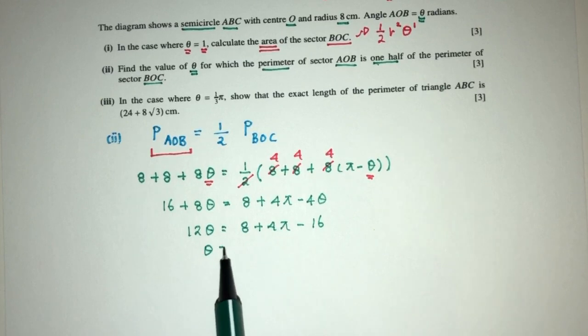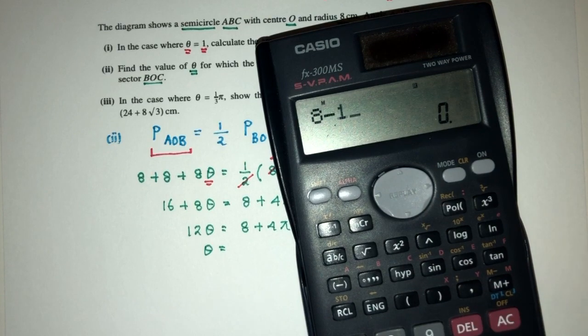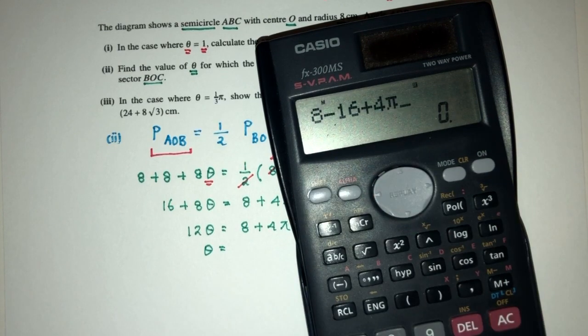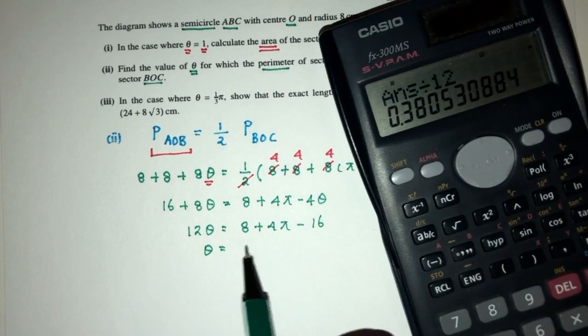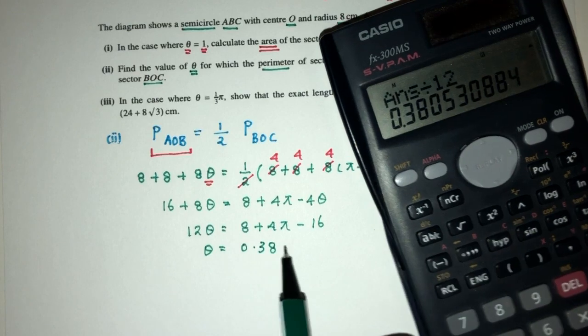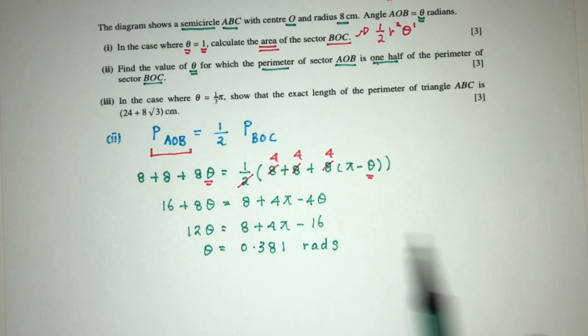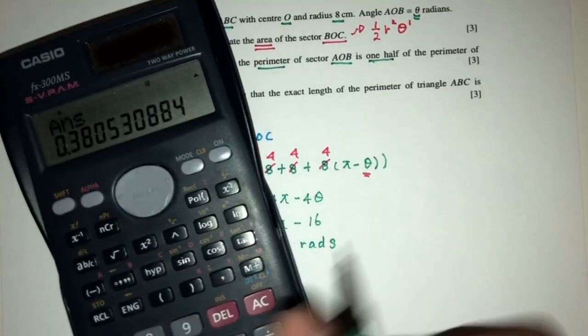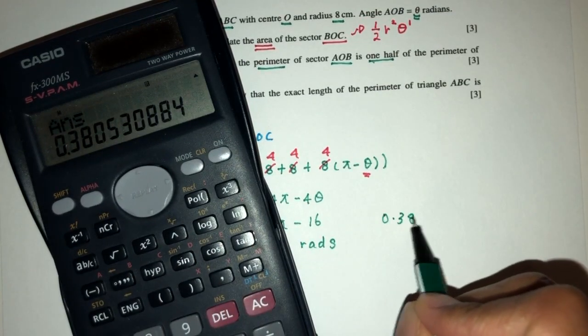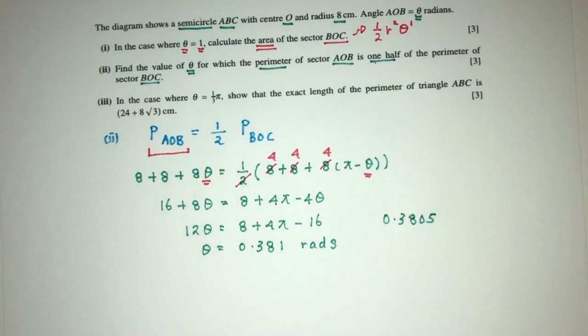So theta will be what? 8 minus 16 plus 4 pi, divided by 12. That should be 0.381, correct to 3SF for the value of theta. Now the exact value was 0.3805. This is the exact value, and we convert this to 3SF for your final value or answer for this question.